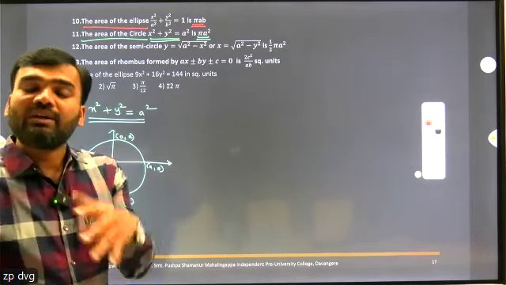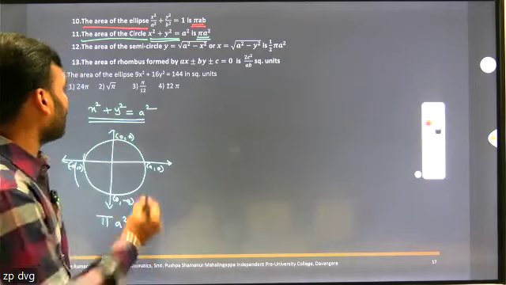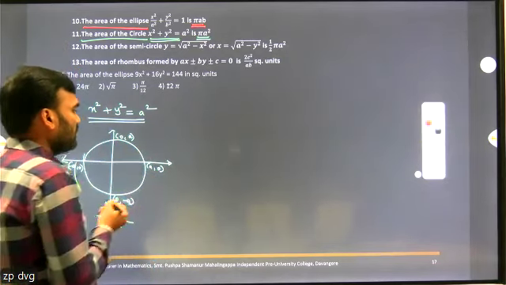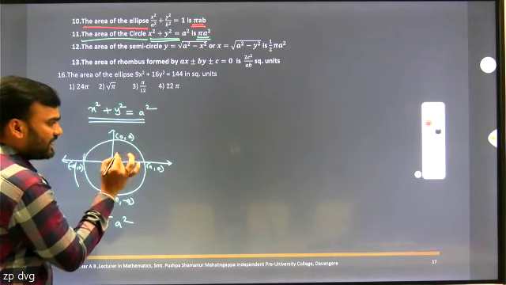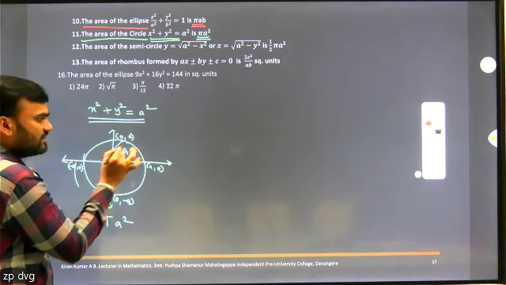In PU, it takes more time. What we have to do in PU is first find this area. This area means what?